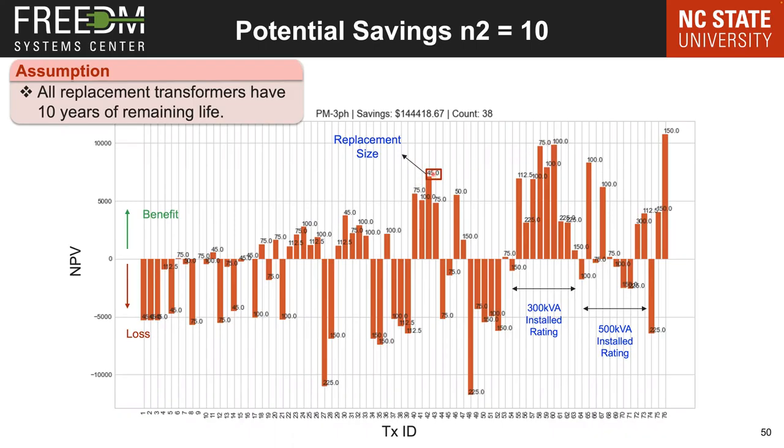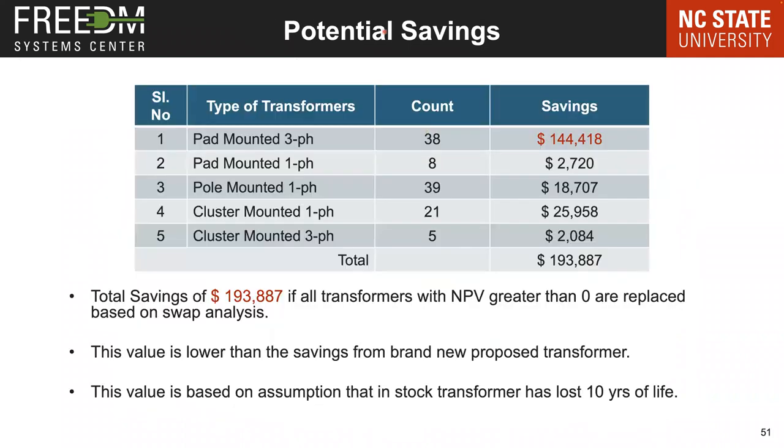So if I assume that I'm going to replace all these existing with this proposed rating, and all the proposed ratings, let's say, have 10 years of remaining life, you can see only some of them provide positive net present value. If you decide to replace all of these, there are only 38 with positive net present value, and you'll end up with a saving of 104,000. So if I do this analysis for different mounting types, you can see only the pad mounted provides the maximum benefit. And the number of replacements where you get a benefit is also higher for pad mounted.